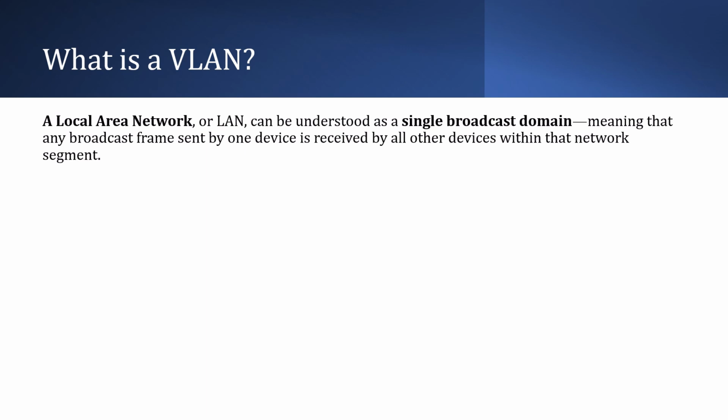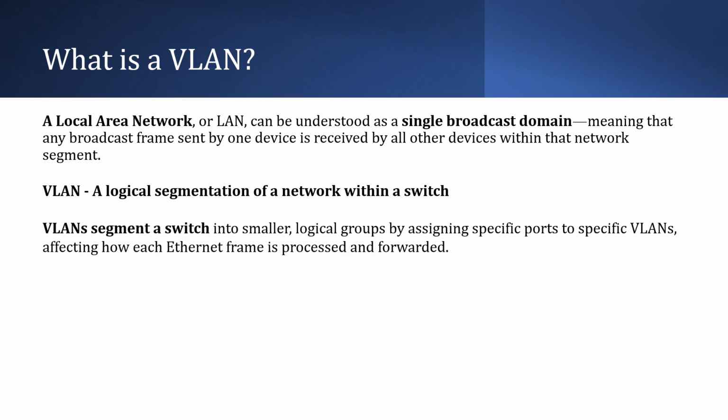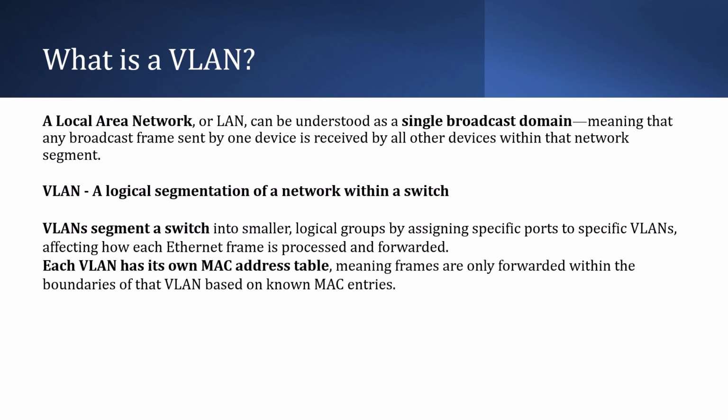So what is VLAN? As we have already discussed before, a VLAN is a logical segmentation of a network within a single switch, which means a VLAN segments a switch into smaller logical groups by assigning specific ports to specific VLANs, affecting how each Ethernet frame is processed and forwarded. And each VLAN has its own MAC address table, meaning frames are only forwarded within the boundaries of that VLAN based on known MAC entries.